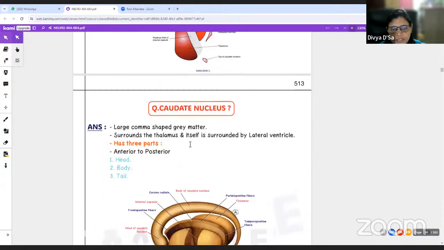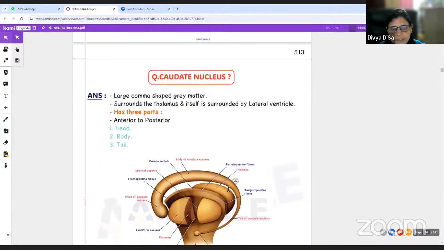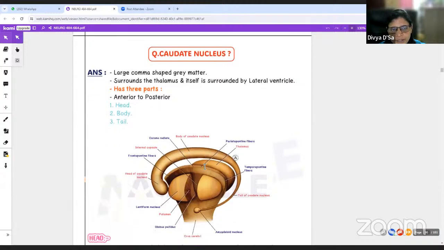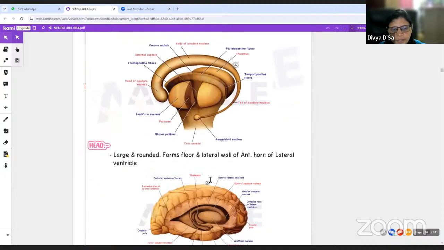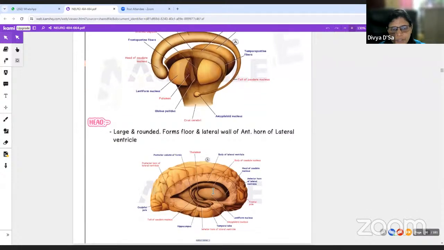Caudate nucleus. It is a large comma-shaped gray matter. It surrounds the thalamus and itself is surrounded by the lateral ventricle. It has three parts. Anterior to posterior, if you see, it has the head, the body, and the tail portion. The head is large and rounded, and forms the floor and lateral wall of the anterior horn of the lateral ventricle.